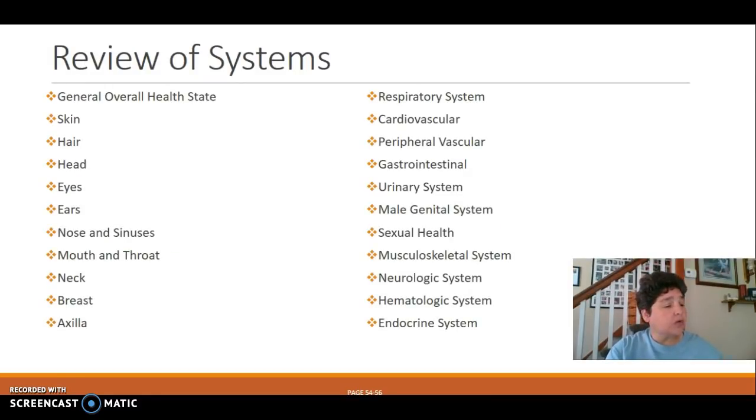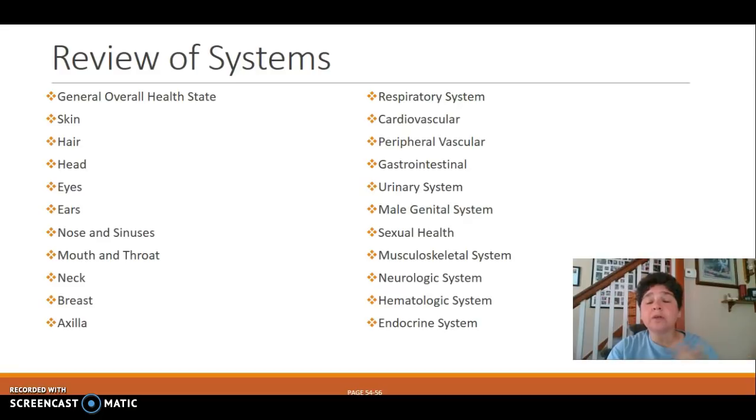Review of systems, you can look through all of these on your own. These start on page 54 in your book, and it's going over the overall health state of the patient, and it's looking at each of the systems. These are the systems that we're going to be looking at in this class. We're going to be doing assessments on all of these.